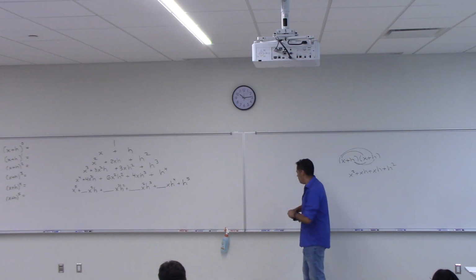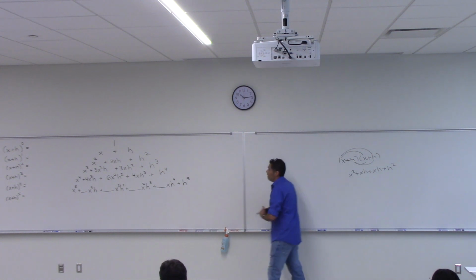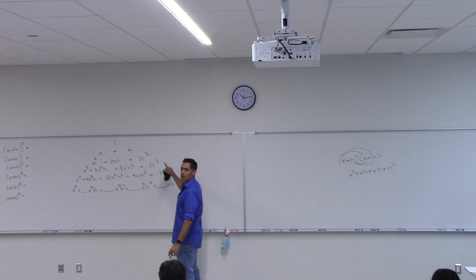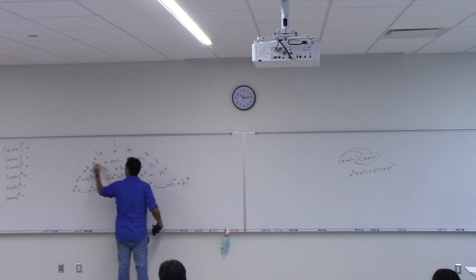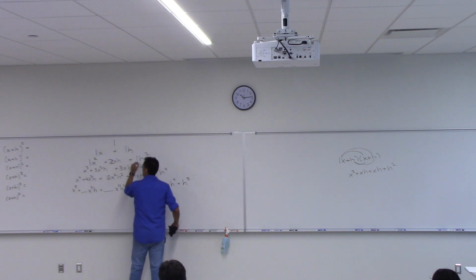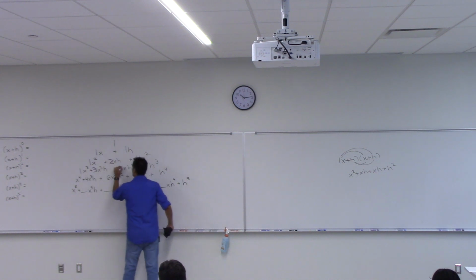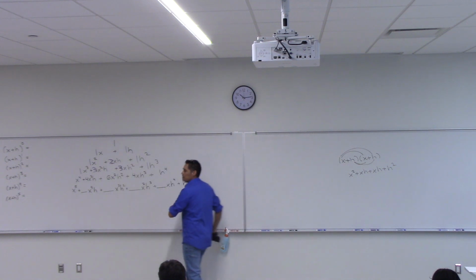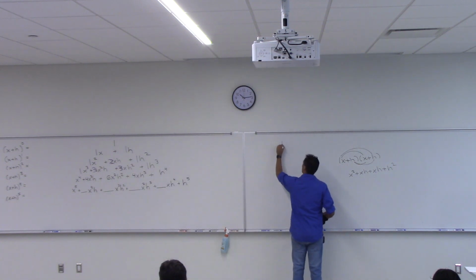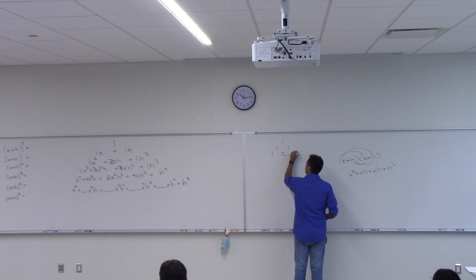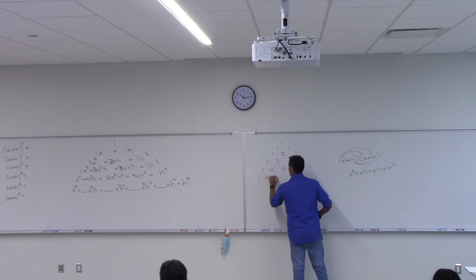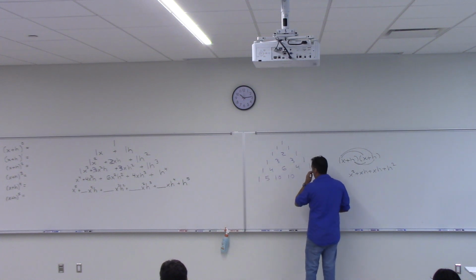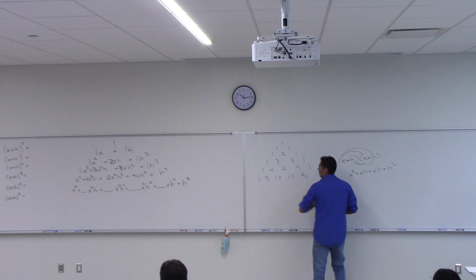So to get the numbers, in the last 30 seconds that we have of class, I want you to look at just the numbers on all of these things. There's a 1 here, there's a 1, and there's a 1. There's a 1, there's a 2, there's a 1. There's a 1, there's a 3, there's a 3, there's a 1. Y'all got it? I'm going to draw those over here. 1, 1, 1, 1, 2, 1, 1, 3, 3, 1, 1, 4, 6, 4, 1, 1, 5, 10, 10, 5, 1.